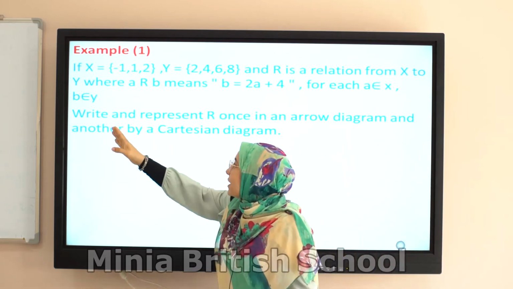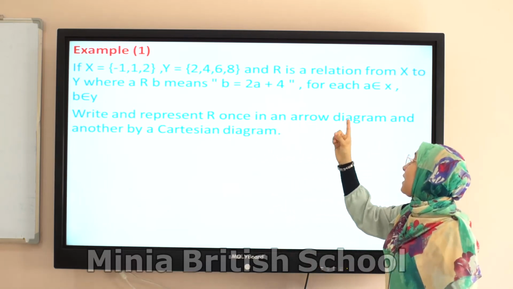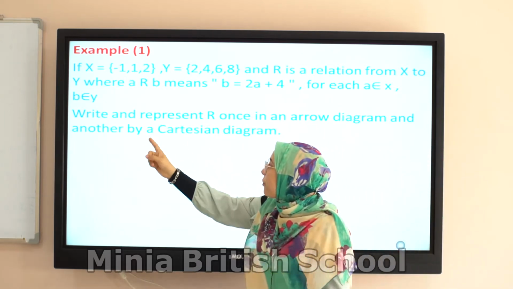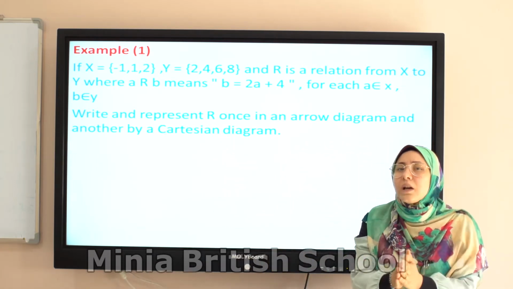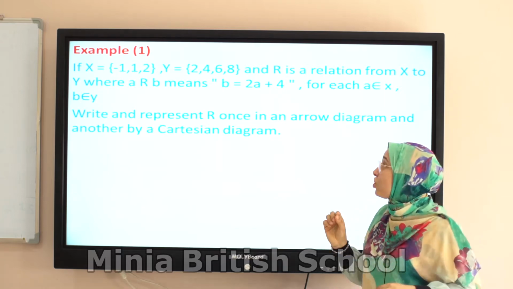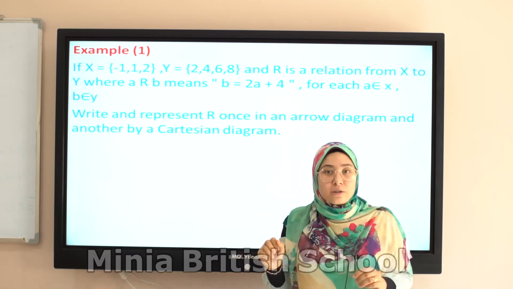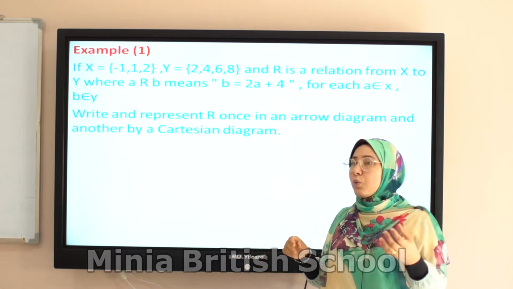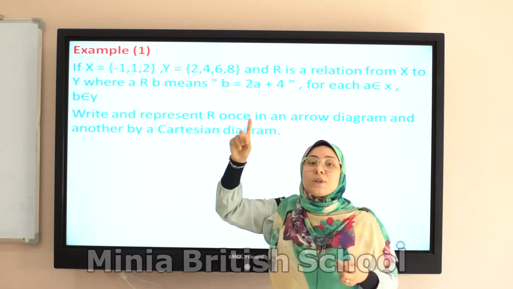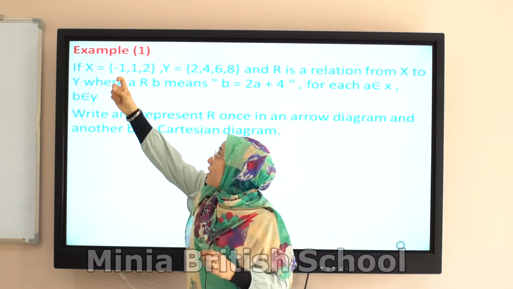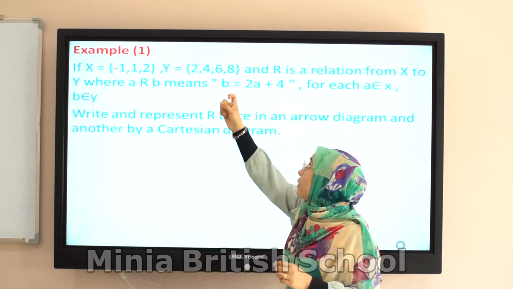Now, write and represent R, the relation, once in an arrow diagram and another by Cartesian diagram. In the first, I will substitute each element of set X in this relation, because A belongs to X. So I will substitute each element of the set X in this relation.